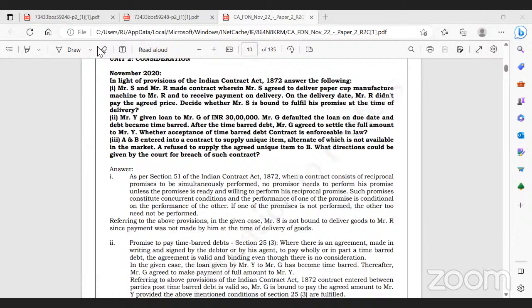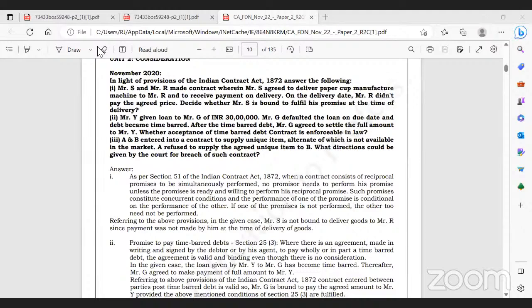Second sub-question: Mr. Y gave a loan to Mr. G of INR 30 lakh. Mr. G defaulted on the loan on the due date and the debt became time barred. After the time barred debt, Mr. G agreed to settle the full amount to Mr. Y. Whether the acceptance of a time barred debt contract is enforceable in law? Yes, remember, this is again no consideration, no contract, right? Yes. We did.